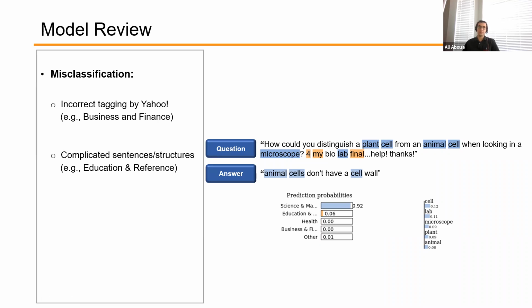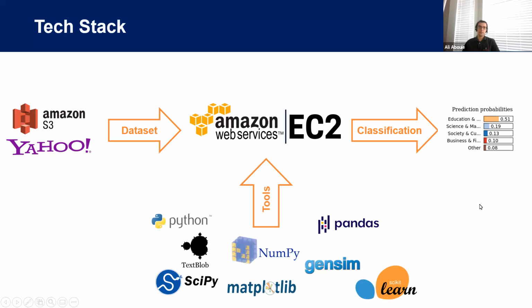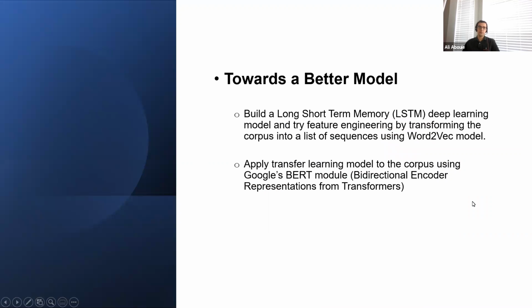And maybe the sequential model helps in the future. Here are some of the stacks that are used in this work. And in terms of the future work, I'm planning to build an LSTM deep learning model and try feature engineering by transforming the corpus into a list of sequences using a word-to-vec model, and also apply a transfer learning model to the corpus using Google's BERT module.